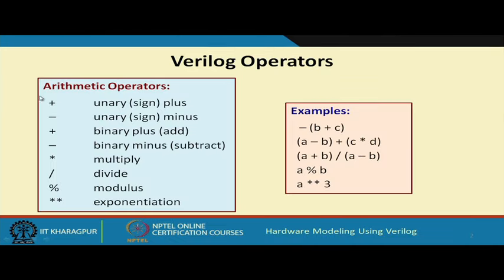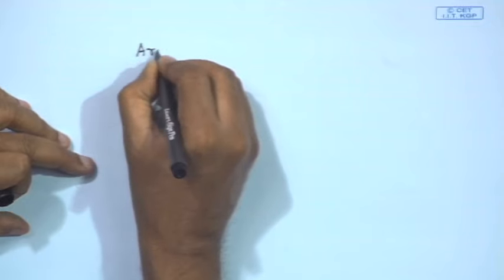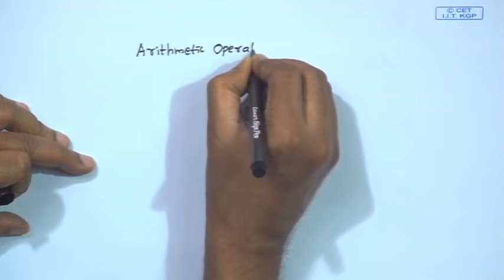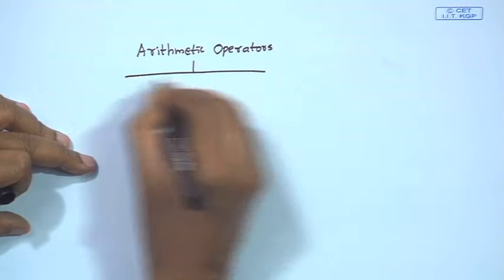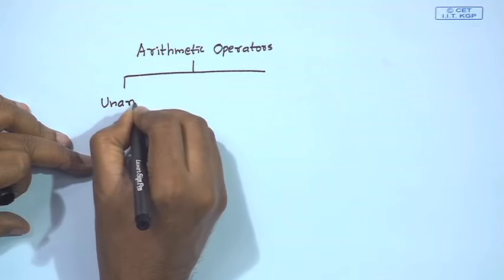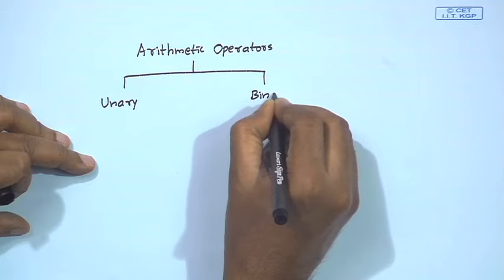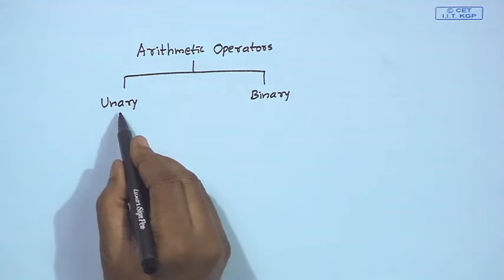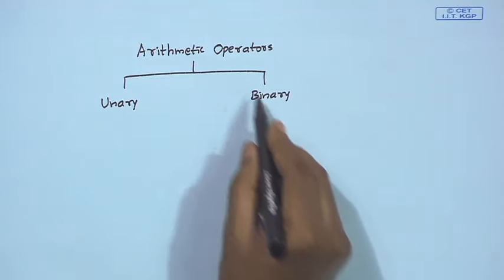We start with the most basic kind of operators which you see in any language, the operators that allow us to carry out some arithmetic. These are the so called arithmetic operators. Broadly speaking, these operators can be classified into either unary or binary. Unary means this kind of operator will be operating on a single operand or data item. Binary means it will be operating on two data items.